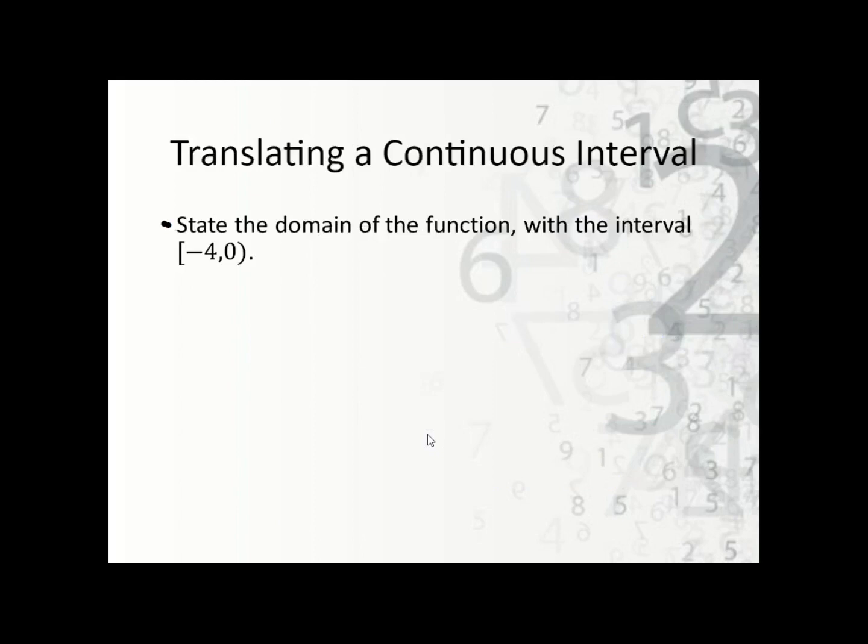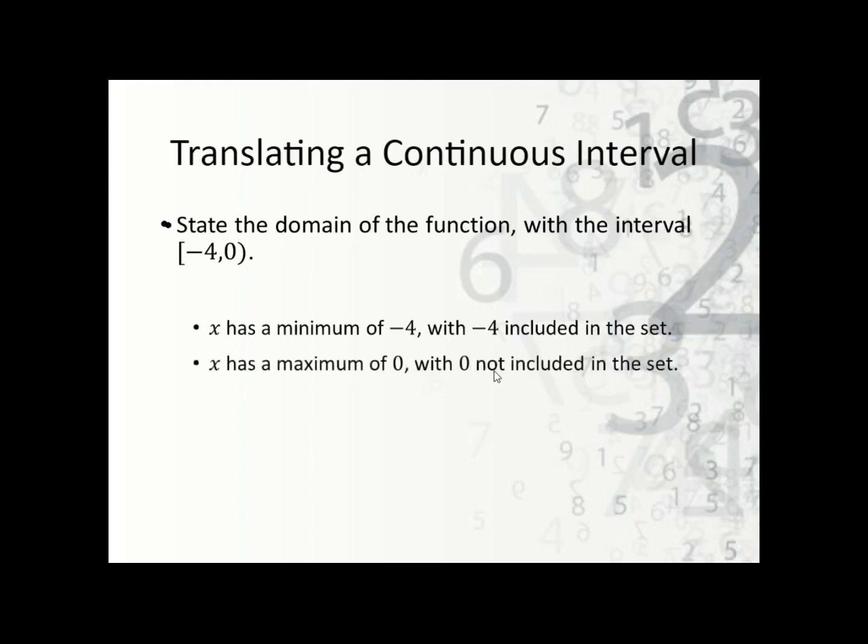So it says state the domain of a function with the interval negative 4 comma 0. So now we're going to take what we did before where we had it in words and had to put it into interval notation, and we're going to reverse that. So now we're given the interval and we need to put it into words. So we know it has a minimum of negative 4 and negative 4 is included, and has a maximum of 0 with 0 not included. So we could say that x is between negative 4 and 0 and includes negative 4 but not 0. So just putting it into words.